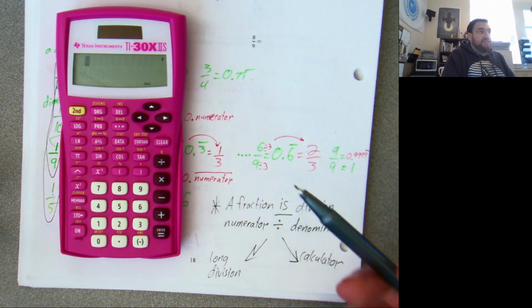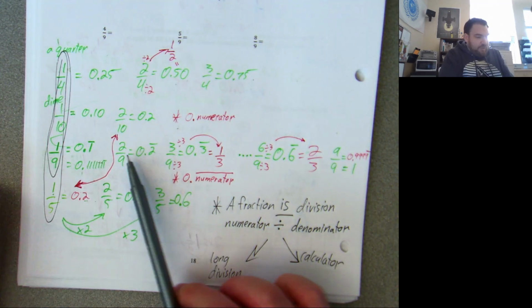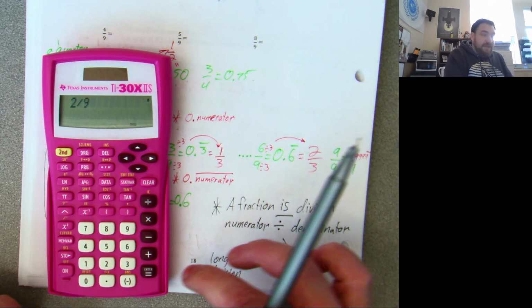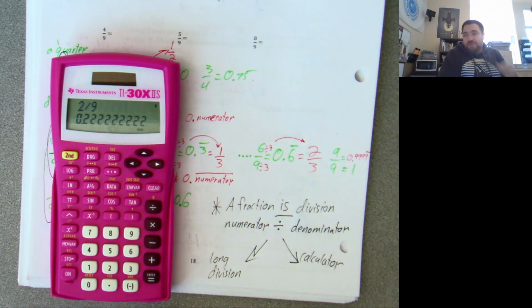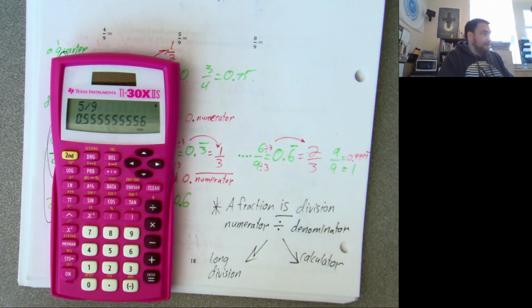A fraction is just division. So if you want to do any of these, it's really easy to do. If I want 2 over 9, let's show you. 2 divided by 9. That is what these fractions mean. Enter. There it is. 0.222222222 repeating forever. Then if you did 5 over 9, well, I did get that. Okay? That's all this is. Fractions are just division. Take the numerator, divide by the denominator. Done.